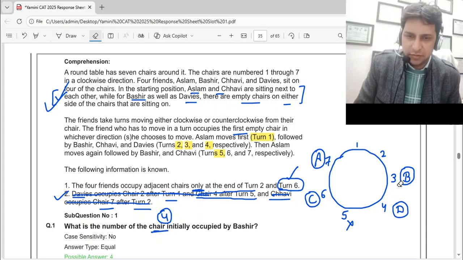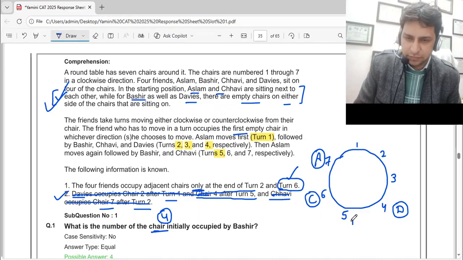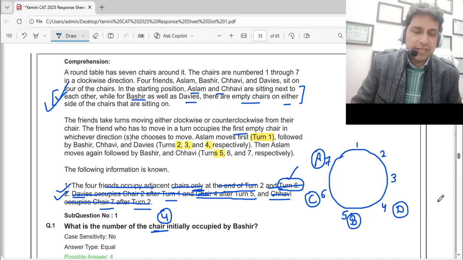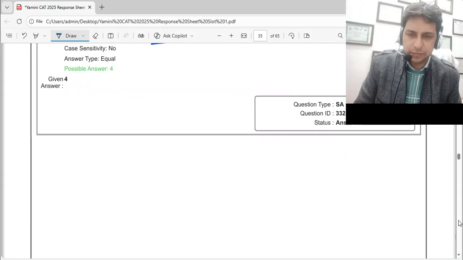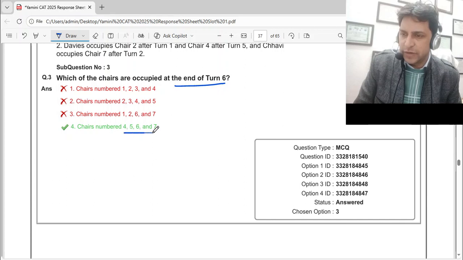In the 6th turn, B moves from here. He'll come to 5. Now after turn number 6, they all are again together. This information has also been used now. This is also done. Now the question we also had: after the 6th turn, where are they all sitting? That is 7, 6, 5, 4. So that is 4, 5, 6, 7. Those are the chair numbers they are sitting at. The last question of this puzzle.